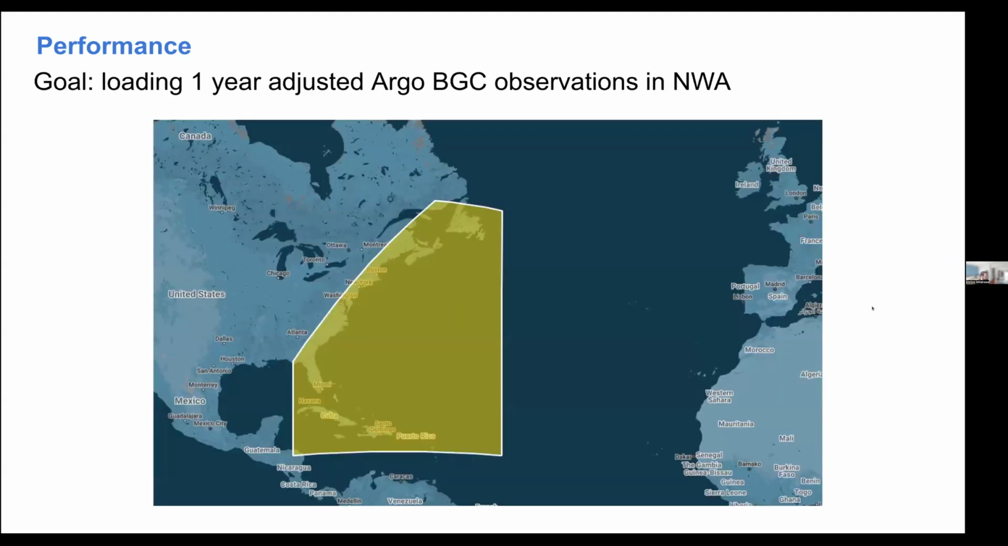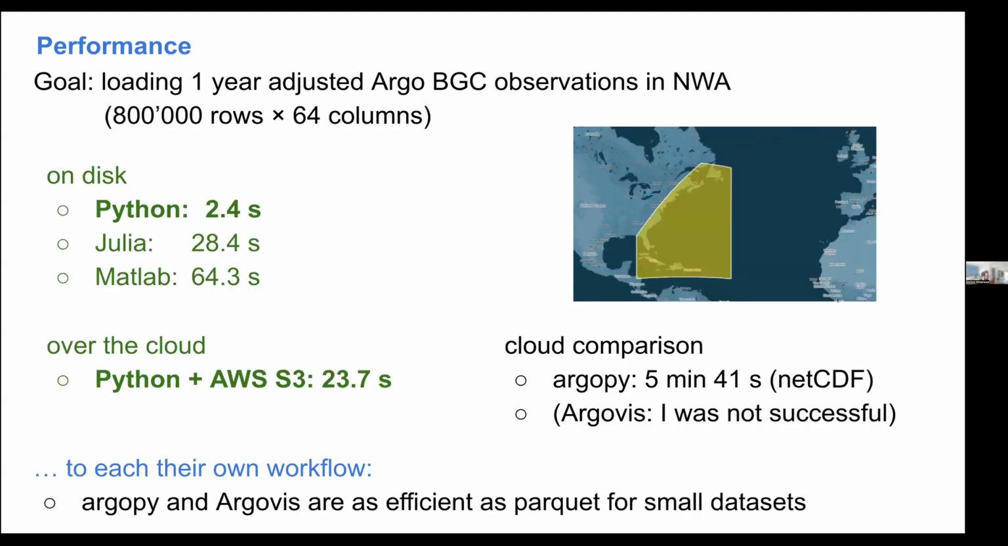And a quick example for the performance. In this case, the goal was to load one year of adjusted data from the Argo BGC datasets in this yellow area that you see on the map. And this is the performance that we got. When I say on disk, everything is on my machine, both the data and the code. Python was quite fast, taking around a few seconds. Julia and MATLAB take longer. I'm in touch with the engineers at MATLAB to improve this.